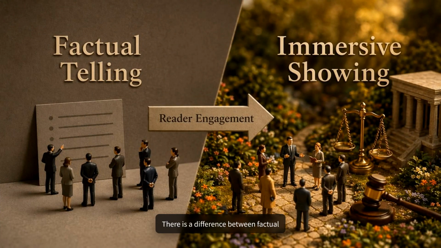There is a difference between factual telling and immersive showing. When an author relies on dry, factual exposition, they are merely telling the reader what exists. This approach creates distance. It presents the world as a static, lifeless backdrop. Immersive showing does something very different. It invites the reader into the space and lets them experience the environment firsthand. This shift is the foundation of reader engagement. It transforms the setting from a mere location into a living, breathing experience.